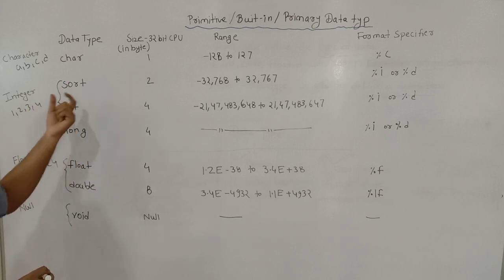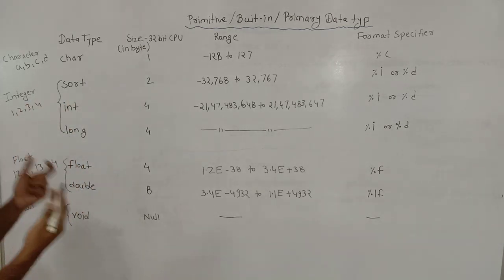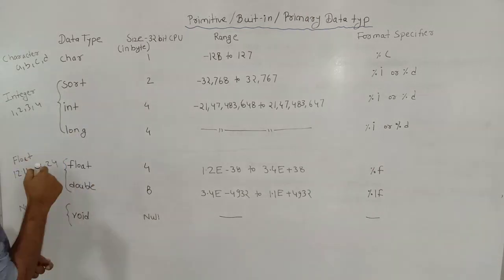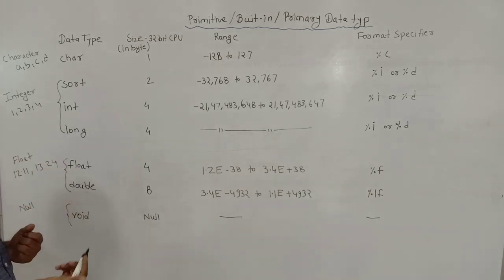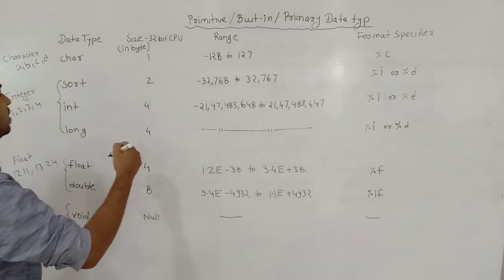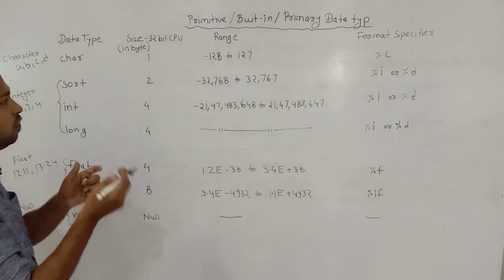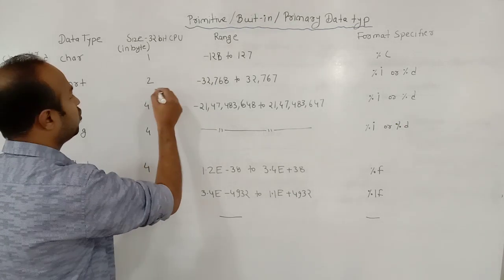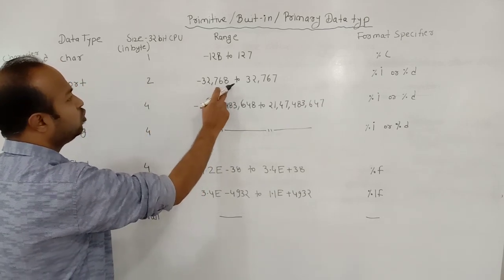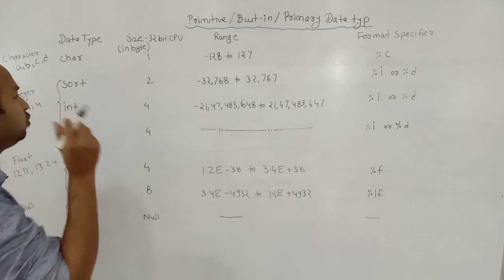So what is the difference among them? The difference is the size. For example, if we want to work with a small number, then we will use short because it will occupy only 2 bytes. But if we want to work with a large number, then we cannot use short because the range of short is limited. Therefore, we have to use int or long. The range of short is minus 32,768 to 32,767, which means short can store a maximum of 32,767.